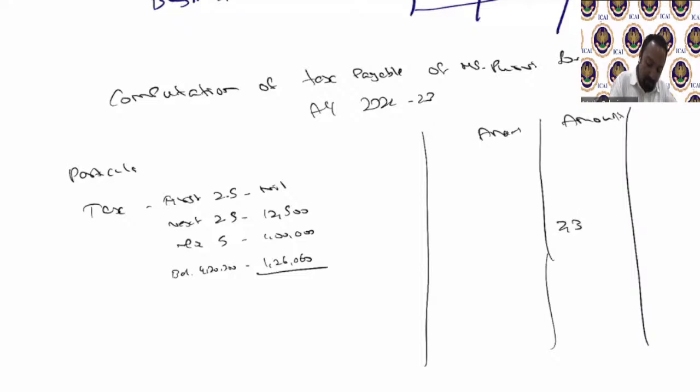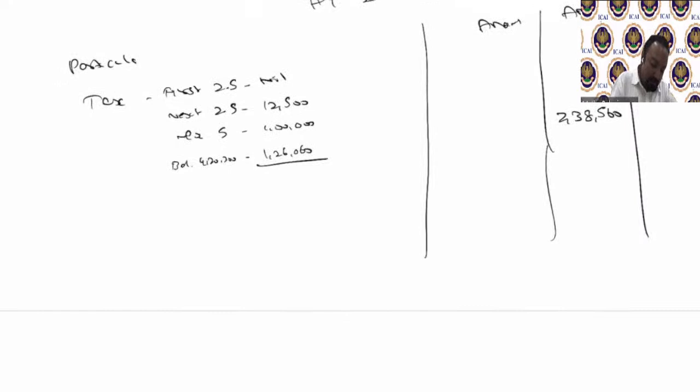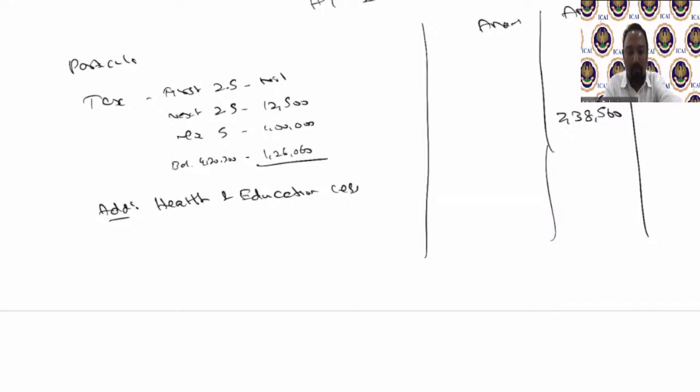On that 238,560 there is no surcharge. So add health and education cess of 4%. So 238,560 into 4% will be 9542.